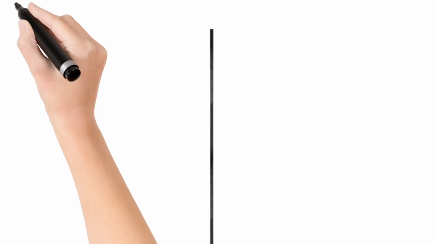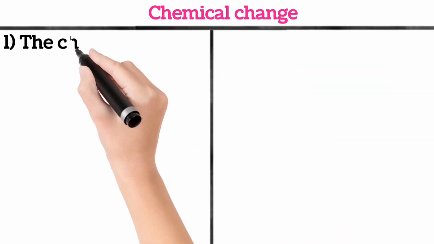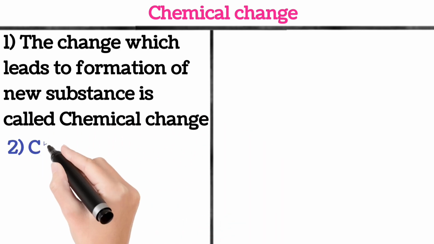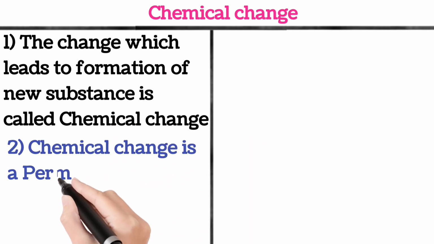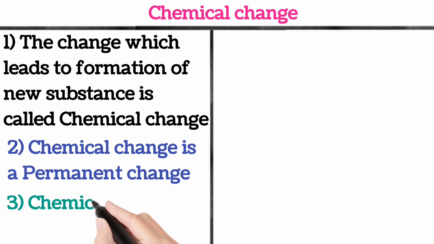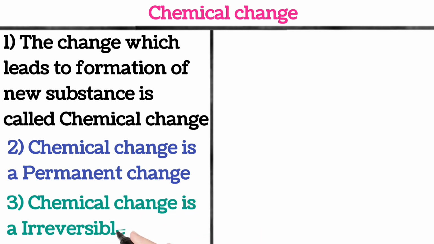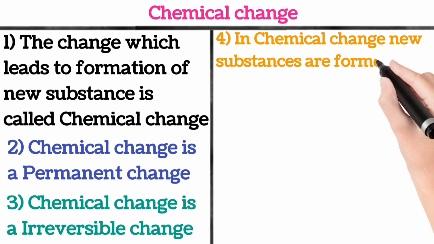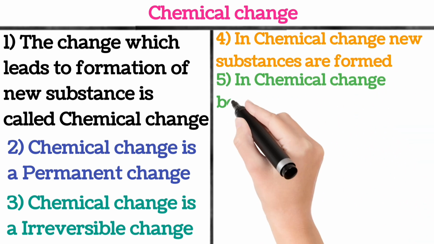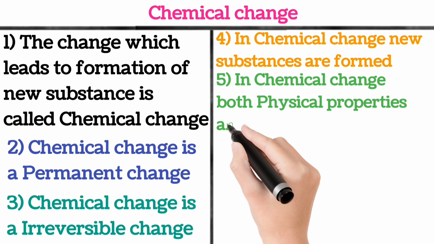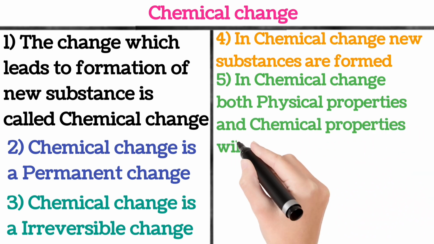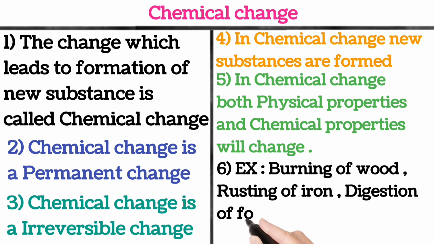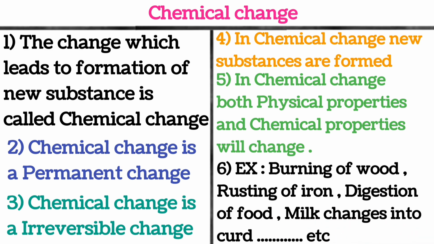Now let me explain about the chemical change. First point, the change which leads to formation of new substances is called chemical change. Second point, chemical changes are permanent changes. Third point, chemical changes are irreversible changes. Fourth point, in chemical change new substances will be formed. Fifth point, in chemical change, both the physical and chemical properties of the substances will change. For example, burning of wood, rusting of iron, digestion of food, milk changes into curd, and so on etc.